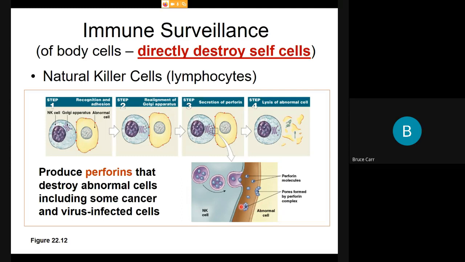Once you produce that hole, the cytoplasm can leak out and this cell dies. So this is the lysis specifically of an abnormal cell. If these particular recognition proteins are not on this cell, then it's a normal cell, and the natural killer leaves it alone.